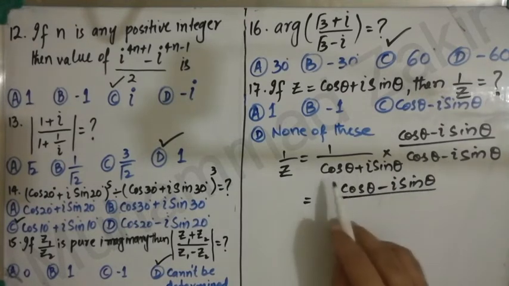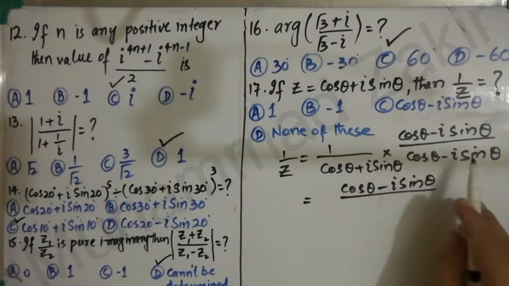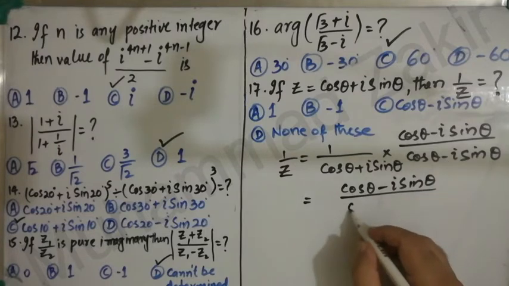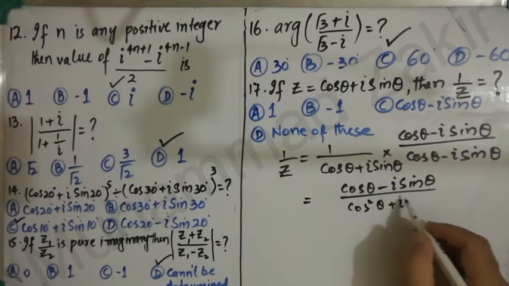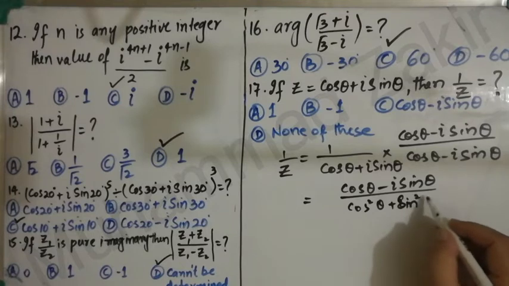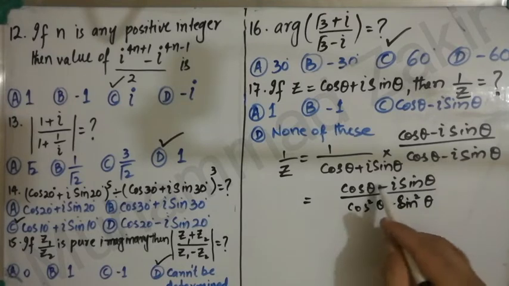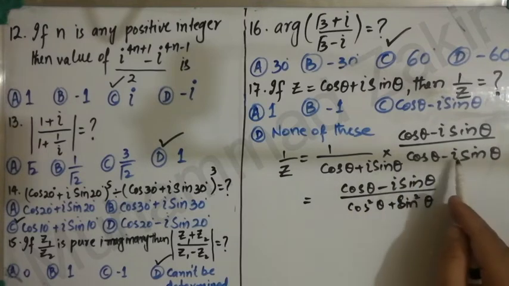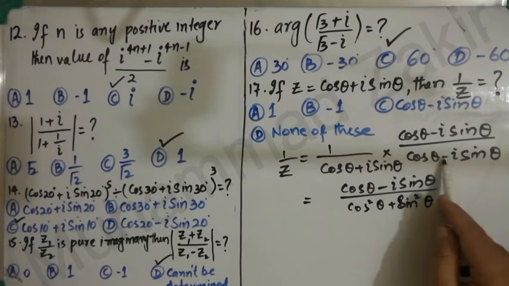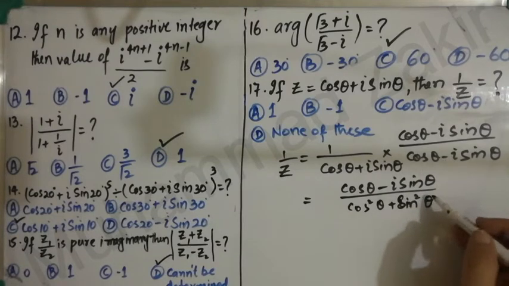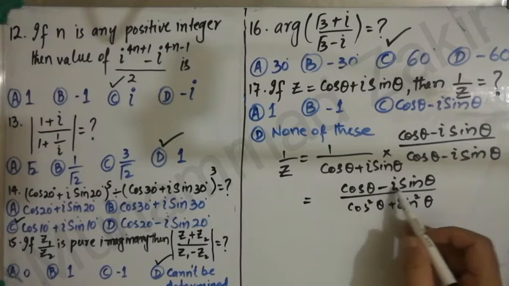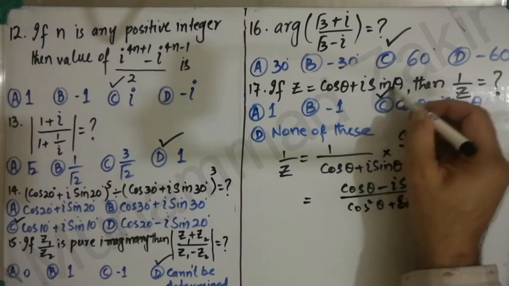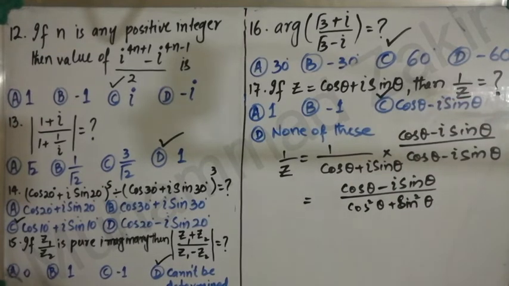This is (a + b)(a − b), which will become a² − b². i² will also appear, which will make it positive, so it becomes cos² θ + sin² θ, due to the value of i² being −1. It becomes (a + b)(a − b) = a² − b². So i² will make it plus, and cos² + sin² is 1. So the numerator becomes the answer, cos θ − i sin θ. So option C is correct in this case.